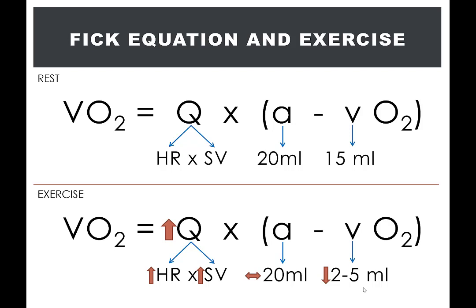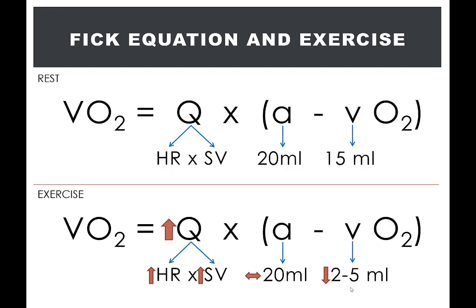What does this indicate compared to rest? As you can see, there is less oxygen coming back to the heart after the arterial blood passes through the capillaries. This means more of this 20 milliliters passing through the capillary network was taken up by active tissues during exercise. So what tissue do you think took up more of that oxygen? Active skeletal muscle. So because active skeletal muscle took up more oxygen out of this 20 milliliters per deciliter of blood, there is less oxygen coming back to the heart via the veins.